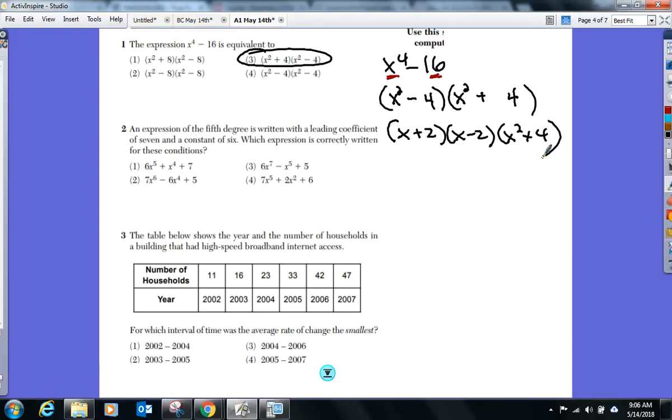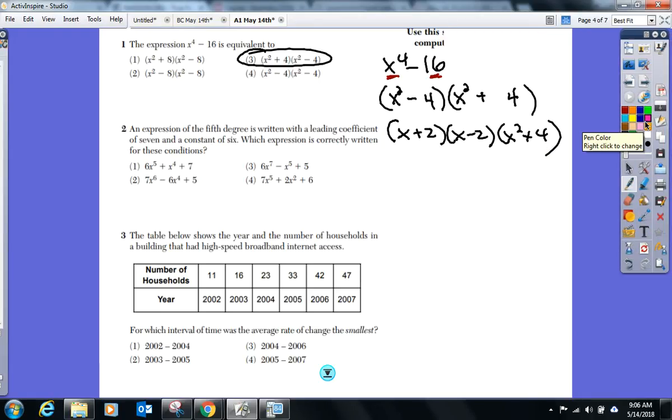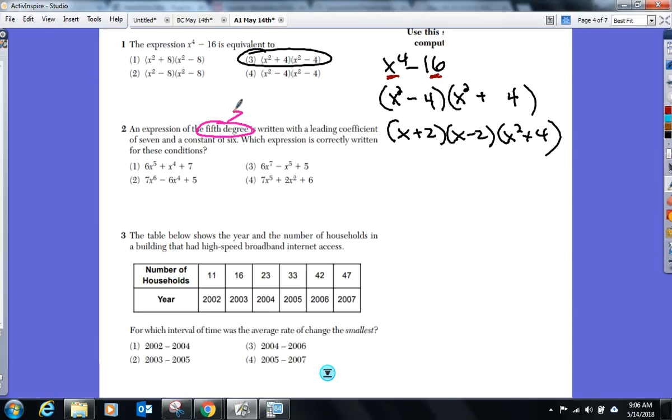Let's get pushed. Number 2. An expression with a 5th degree. I think this is the first day we actually met. We went over this stuff in January. 5th degree. Anybody want to take that before I show it? Gavin?